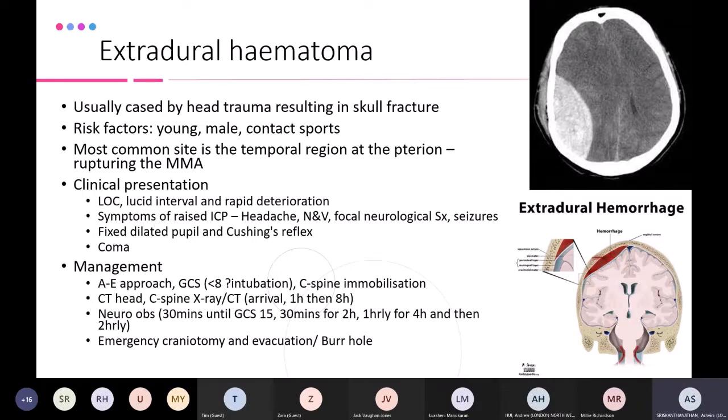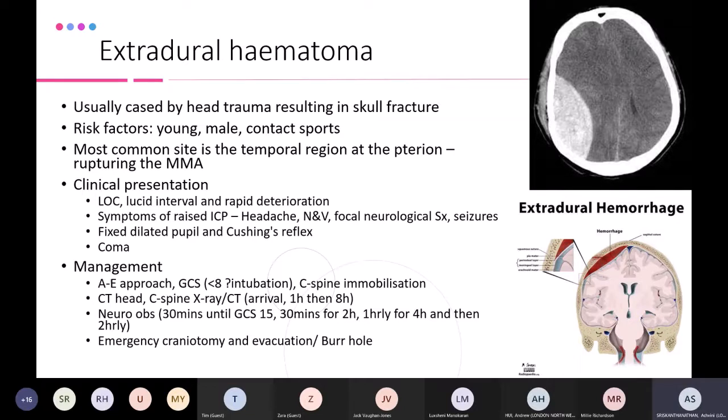Again, CT heads, C-spine X-ray or CT as well within the time they arrive, at 1 hour and then at 8 hours as well, to make sure it's not worsening. You'd want to do neuro obs on them. So you do obs on them every 30 minutes until their GCS is 15, and then you do 30 minutes for 2 hours, 1 hourly for 4 hours, and then you do 2 hourly obs, and that usually continues for about 48 hours.